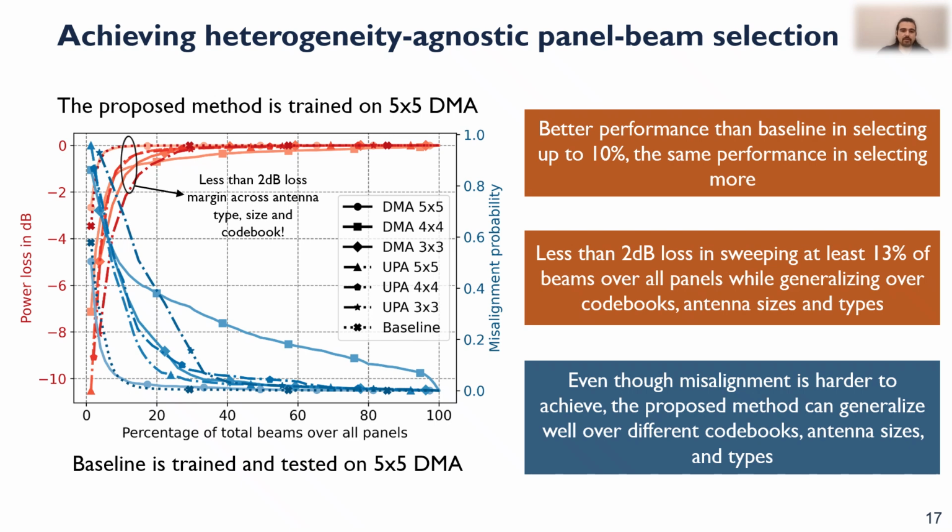And in terms of misalignment probability, it's achieving up to 10% of selecting total beams over all panels. It achieves better than the baseline, and the misalignment probability decreases as the percentage of total beams over all panels is increasing. So even though misalignment probability is harder to achieve, the proposed method can generalize well over different codebooks, antenna sizes, and types.